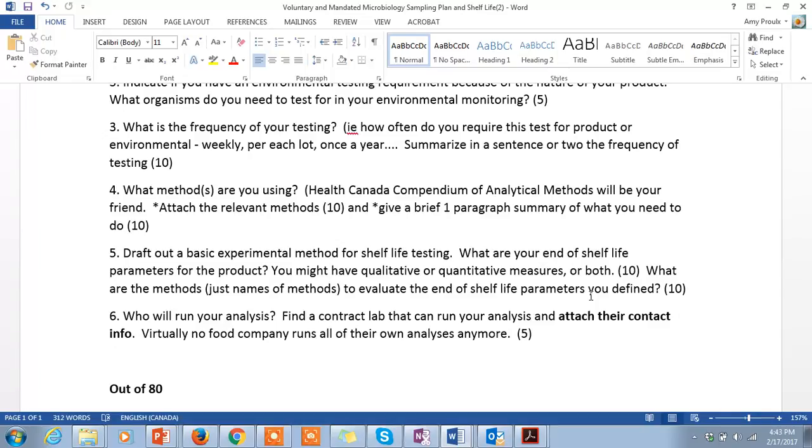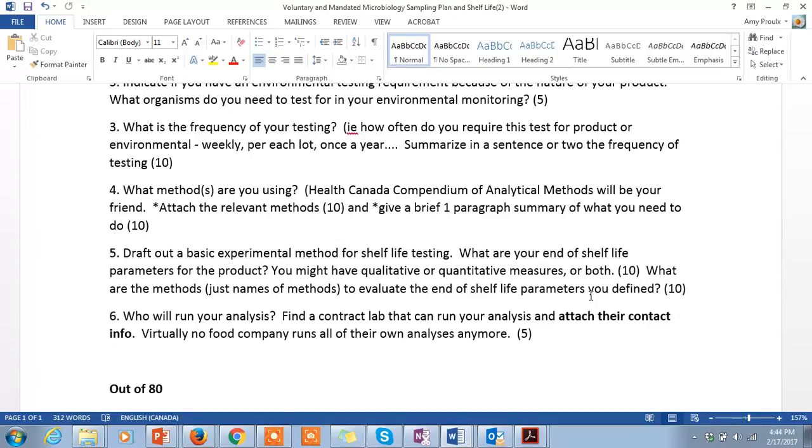So I do want you to find me an appropriate contract lab that could run this analysis and just put their contact information, perhaps a website, a telephone number, a link to a page where you could connect with the company and identify that indeed they offer this service.